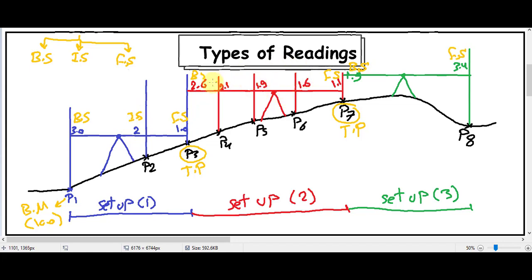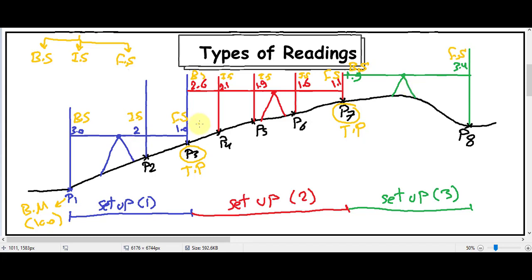In setup 2, this is the backsight and this is the foresight. So these three readings we call intermediate sights. This is intermediate sight, intermediate sight, intermediate sight. Sometimes there are setups without any intermediate sight, but every setup must contain at least a backsight and a foresight.